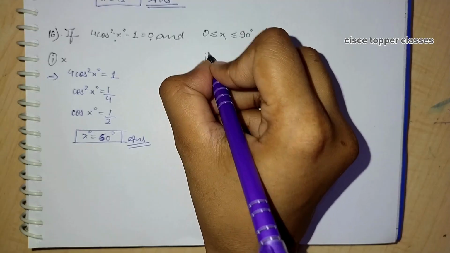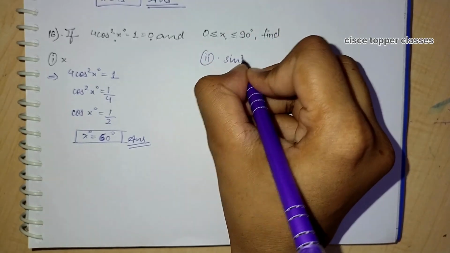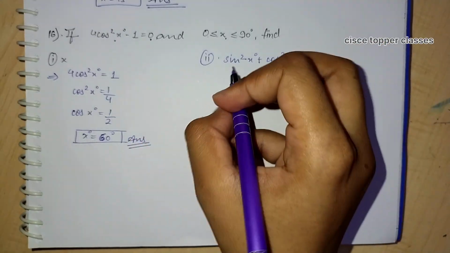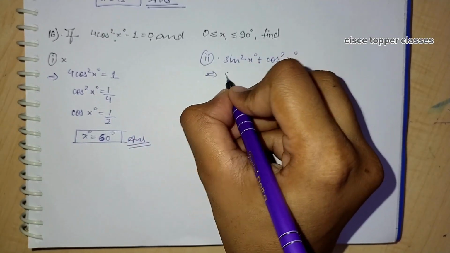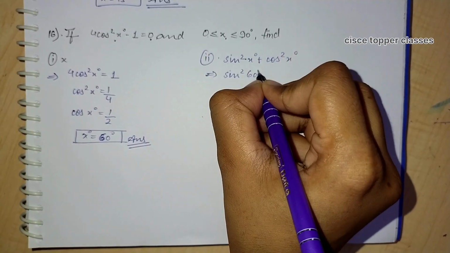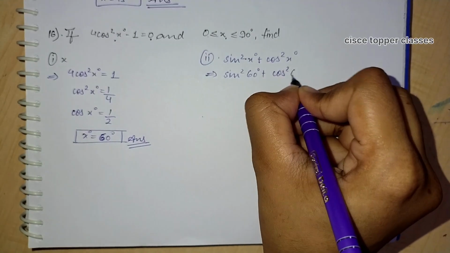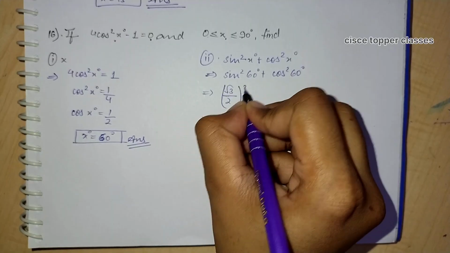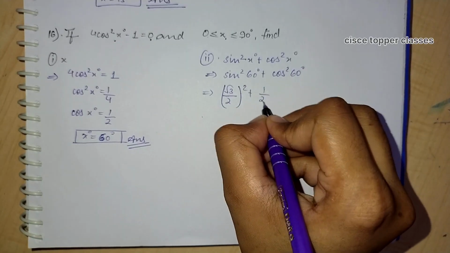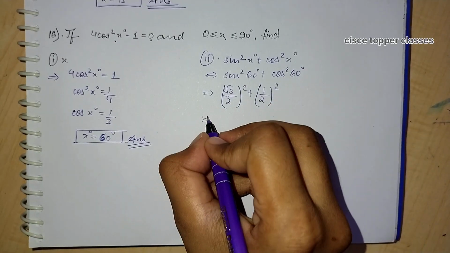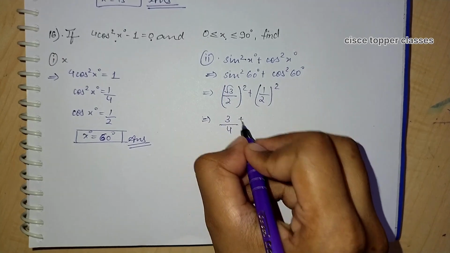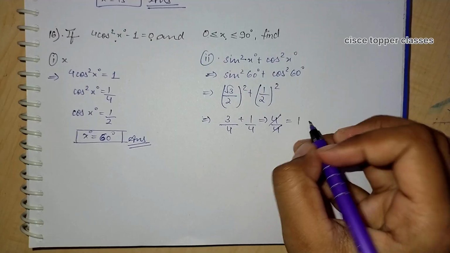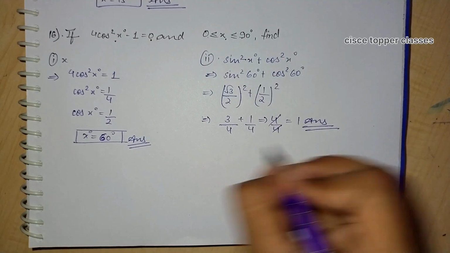Now the second part which we have to find is sine square x plus cos square x. So I'll put the value of the angle here. So this will be sine square 60 degree plus cos square 60 degree. So we know sine 60 is under root 3 by 2, so square of that, plus cos square 60 will be 1 by 2, so square of this part. So here we can write 3 by 4 plus 1 by 4 as equal to 4 by 4. This will be cancelled out, meaning 1 is the answer here in the second part.